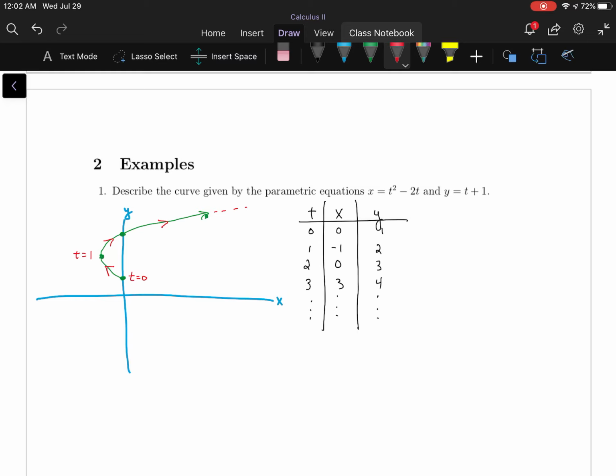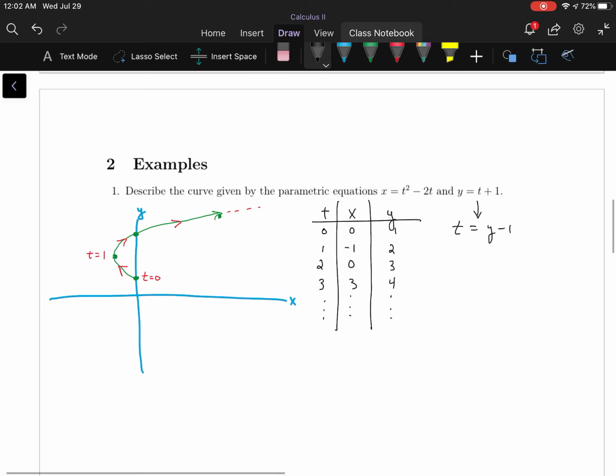So we kind of have an idea that it's a parabola, but let's go ahead and prove it. So I see from this equation that I can view t as y minus 1. And if I substitute that t into the x equation, I've got x equals (y minus 1) squared minus 2 times (y minus 1). (y minus 1) squared is y squared minus 2y plus 1, minus, we've got 2y plus 2.